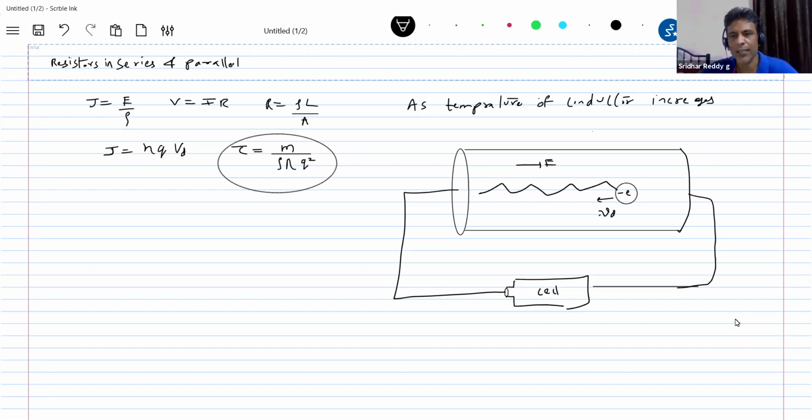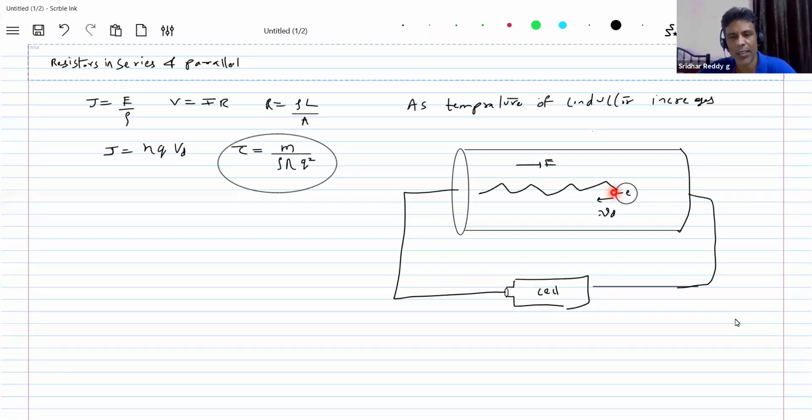Now as I raise the temperature, what will happen to the electron? The thermal agitation of the electron will increase. It will encounter more collisions. Due to more collisions, what will happen to the relaxation time? What do you mean by relaxation time? The average time spent by an electron without collision, or the time interval measured between two successive collisions. It's the average.